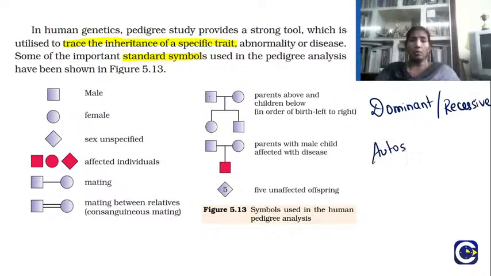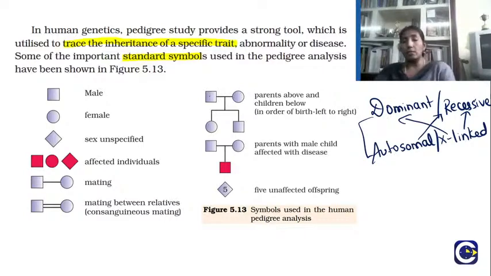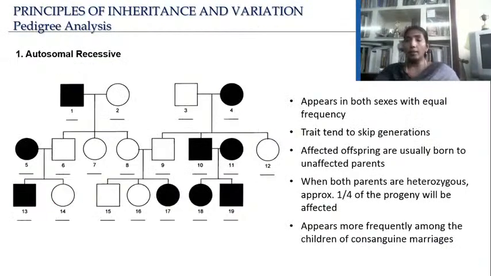it can happen on an autosomal chromosome or on an X-linked chromosome. So there are four combinations: autosomal dominant, autosomal recessive, X-linked dominant, or X-linked recessive. These are the four combinations that we are going to look through. In the exam, they will ask you about these things, so I am going to give you a few tips that you need to follow.